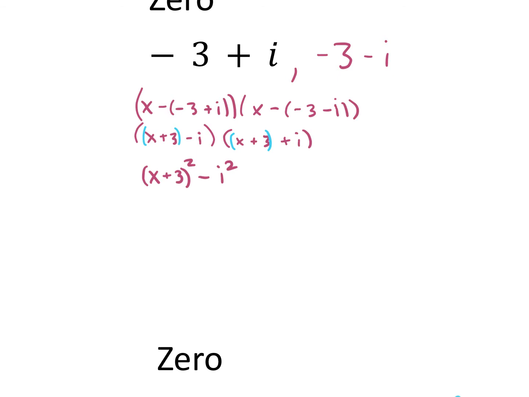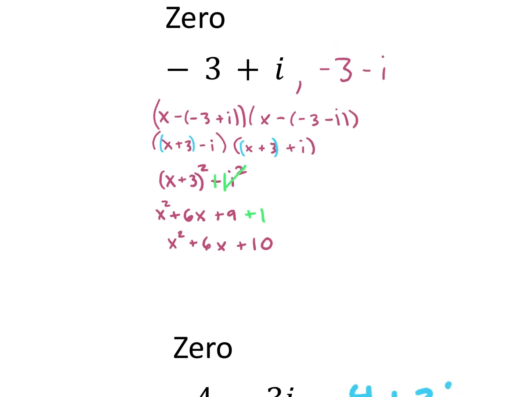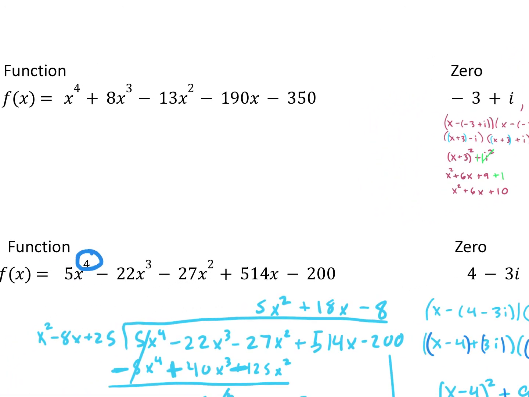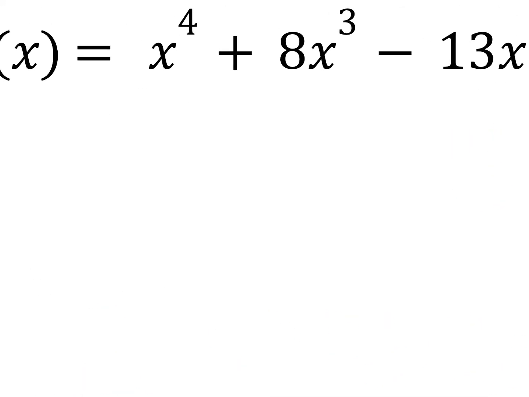I have to FOIL this x plus 3 squared, so that would be x squared plus 6x plus 9. What does the i squared turn into? Negative 1, so it becomes a plus 1. So 9 plus 1 would be x squared plus 6x plus 10. So that is one factor of this polynomial. So I have to divide to find the other. So I have x squared plus 6x plus 10.